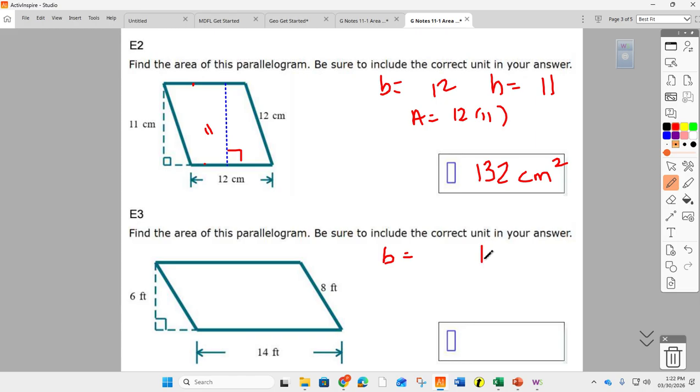What is the base of example 3, Sharad? 14. Perfect. What's the height in example 3, MJF? So what is the distance between the base and its opposite side? Yes. So the area, once we've identified our base and height, we plug it into the formula. So that's 14 times 6, or 84 square feet. So we can read that as feet squared or square feet. It means the same thing.